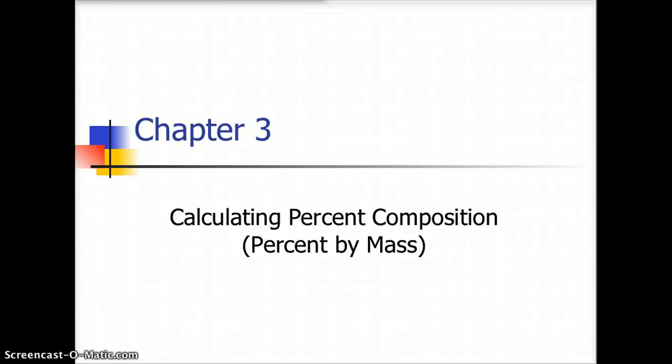Today's lesson is on calculating percent composition or percent by mass. You'll see it called both things in a textbook and in particular problems. Sometimes also called elemental percent composition. So basically what we're going to be doing is taking a look at things from an analytical chemist side. And basically what they do is they analyze what's in a particular substance. And that's what we're going to be doing today.